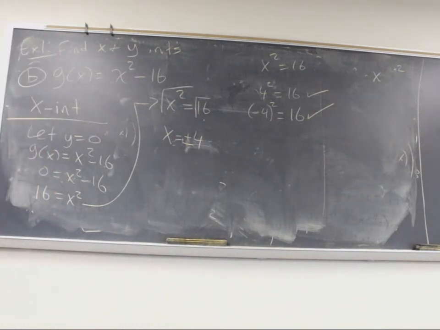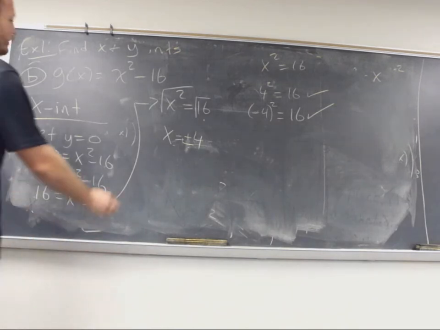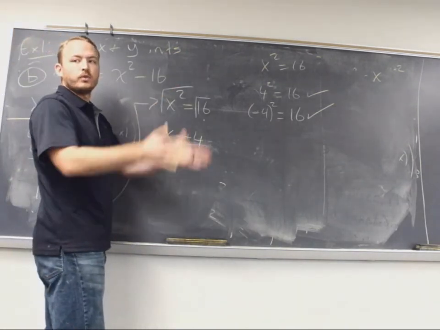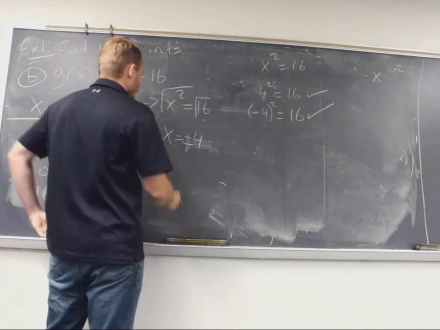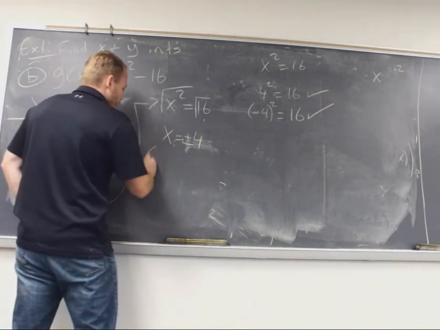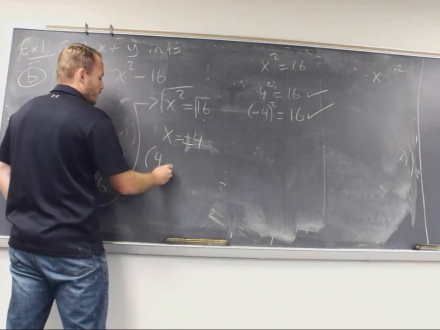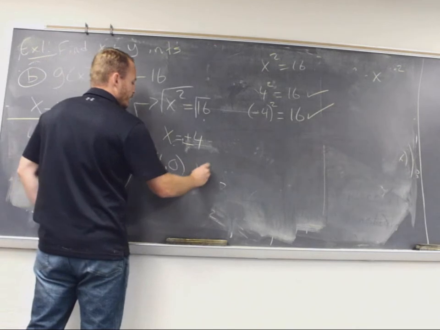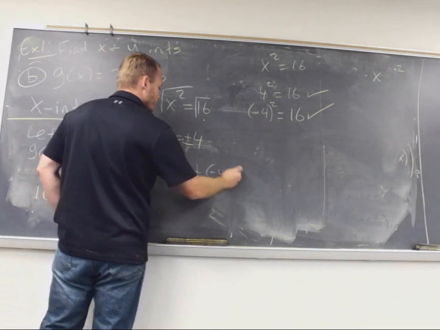So, my answer here, this is not my answer. Remember, these are lines. These are x equals 4 and x equals negative 4, vertical lines. I want the points. X-intercepts are points. So my x is 4, comma, and my y is, I told it to be 0, and negative 4, comma, 0.